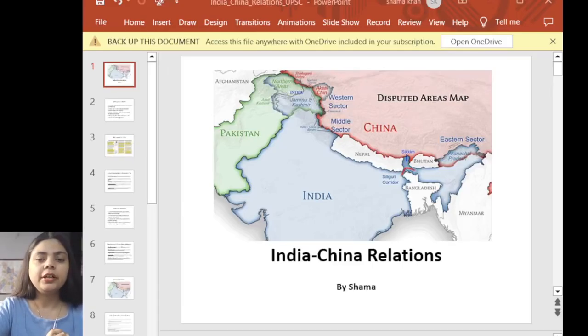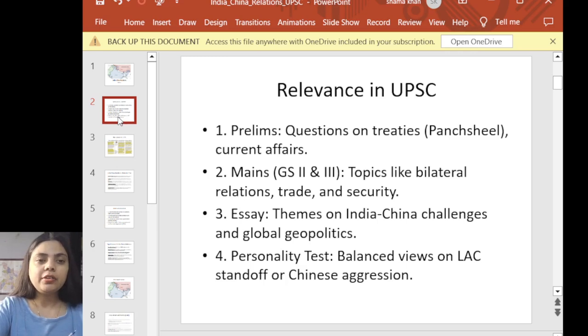So today we are going to complete one of the important themes, that is the India-China relationship. I picked this theme from The Hindu newspaper of today, that is 16th of Jan 2025. This lecture is prepared by me. My name is Shama. Time and again I always emphasize to connect your material with your syllabus.